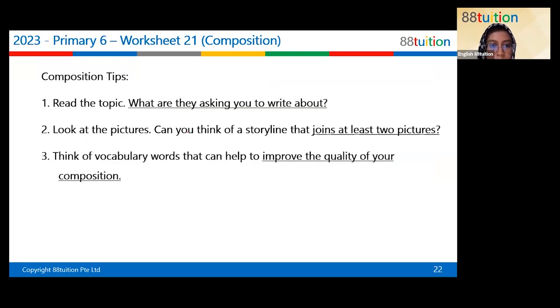Compo. Okay, so again, some of the tips that we've mentioned: got to read the topic. What are they asking you to write about? Look at the pictures. Can you think of a storyline that links at least 2 pictures? So some students, they like just choose one. So if you can think of a storyline that can link 2 pictures, even better. Think of vocab words that can help to improve the quality of your composition.